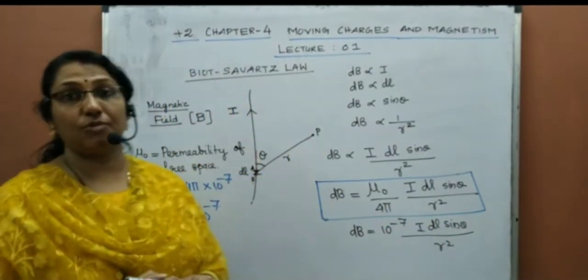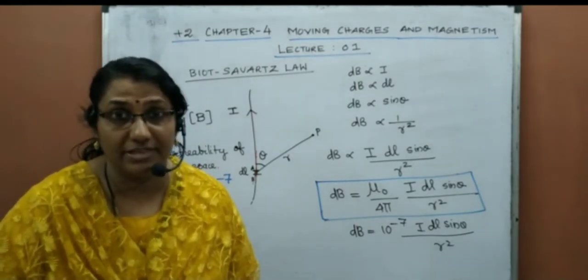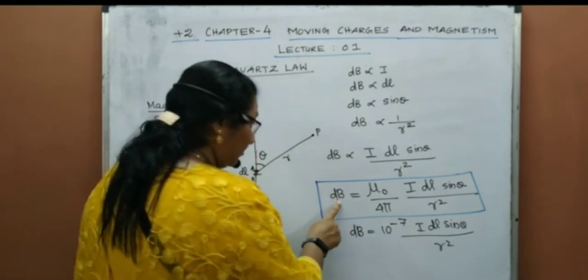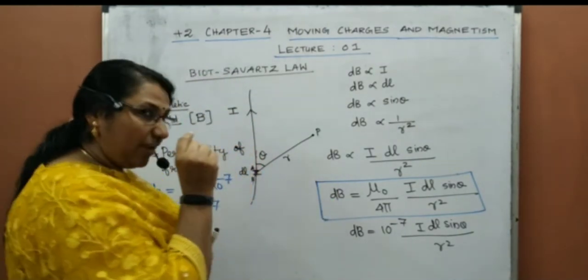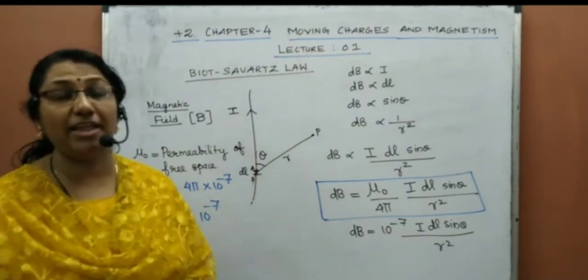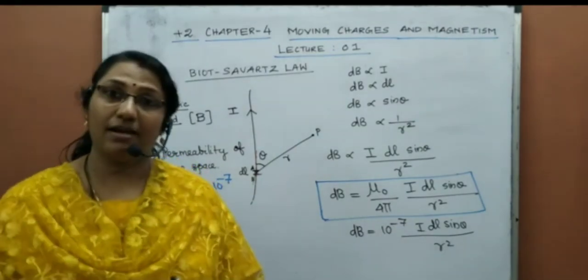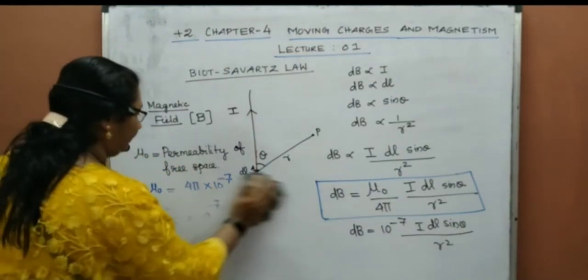I dl mu 0 by 4 pi. The basic equation of moving charges and magnetism is dB is equal to. Remember, dB is the magnetic field produced by a very small segment. Okay, dB is equal to mu 0 by 4 pi I dl sine theta by r square. Okay, so may I rub?